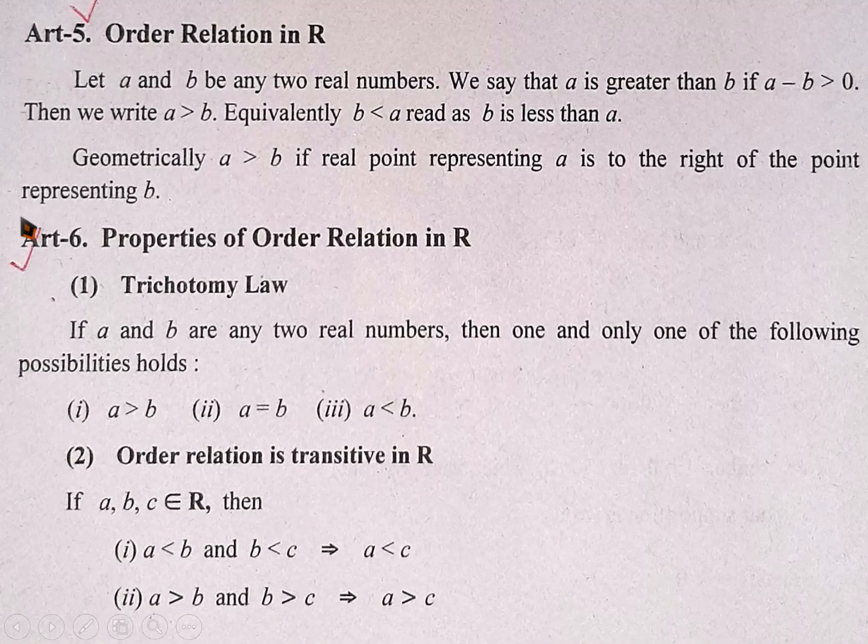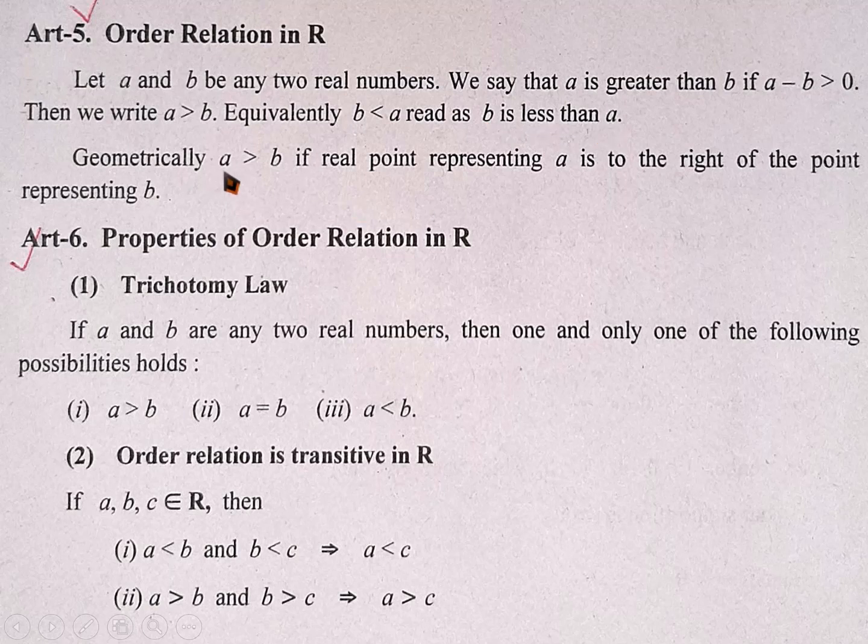So here is the order relation in R. These you already know. If we choose any two real numbers A and B, we say A is greater than B when A minus B is positive. We write it like this: A greater than B, or we can write it as B less than A. We read it as B is less than A.